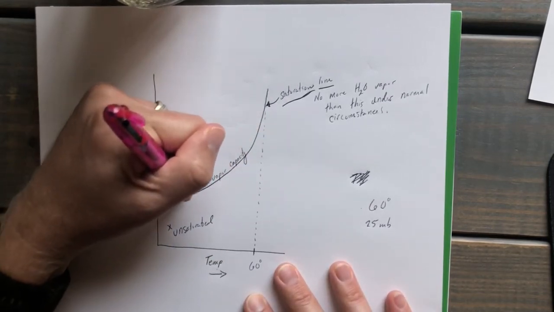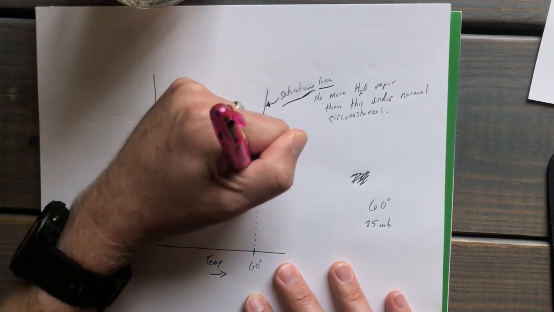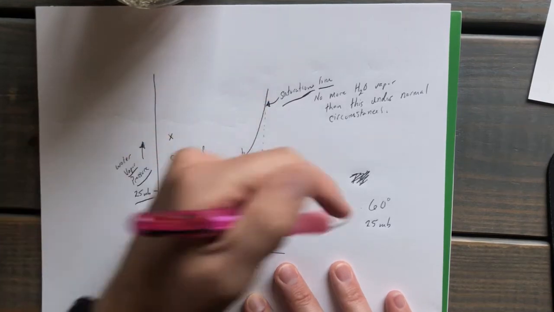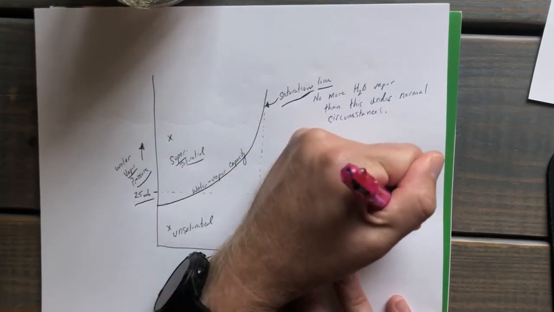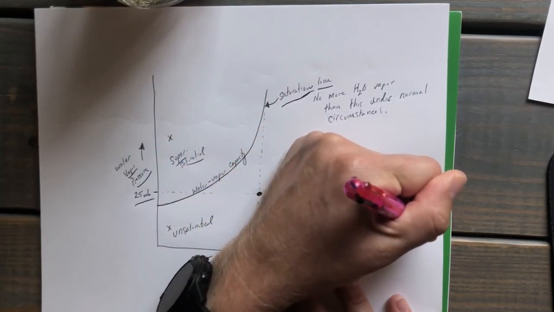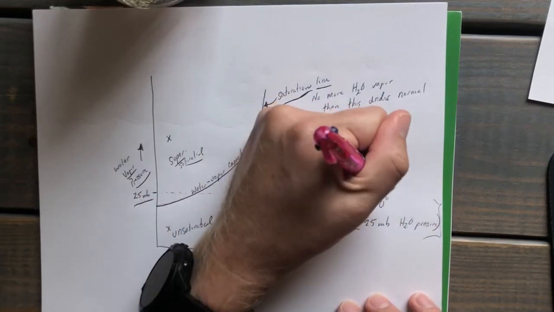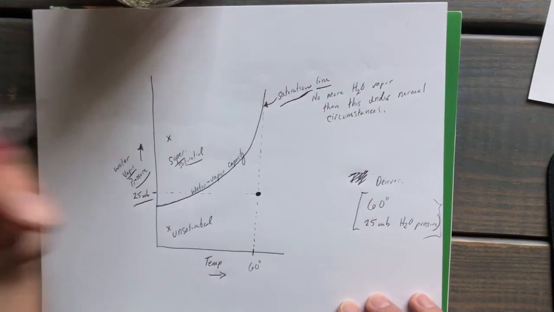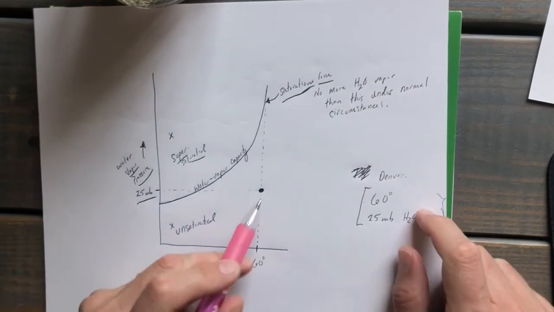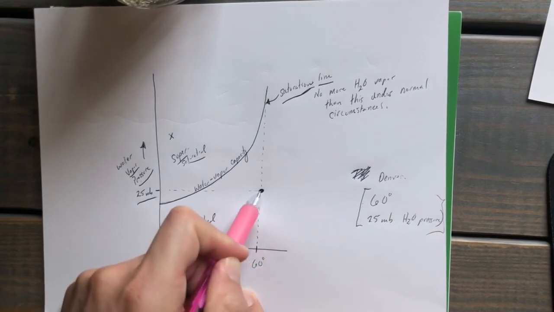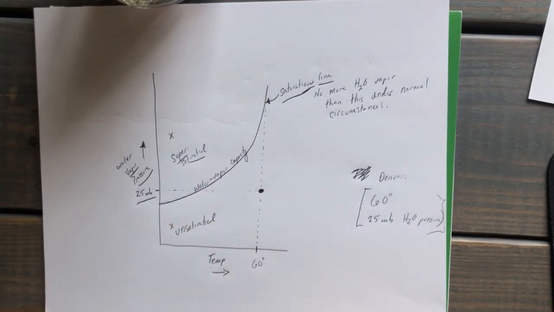So if I were to plot 25 millibars of H2O pressure in Denver this morning, temperature and pressure would plot right here. Okay.